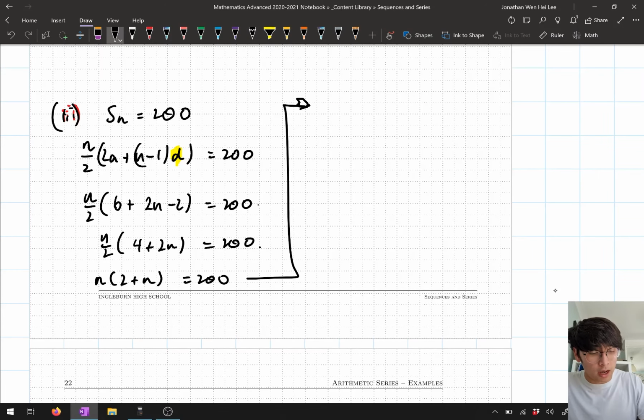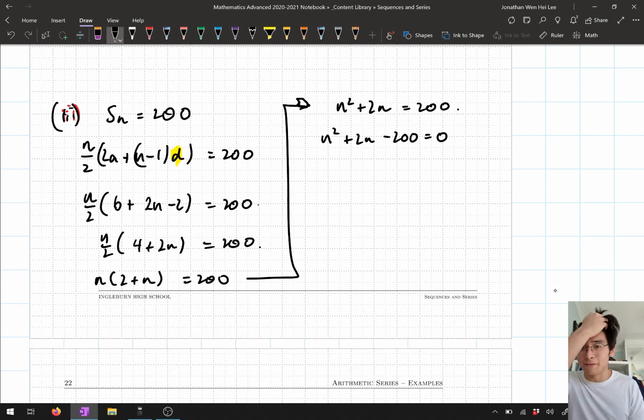So this becomes n squared plus 2n is equal to 200. And so n squared plus 2n minus 200 is equal to 0. And so we're solving this equation to help me figure out what value of n I need. Now, if you have a look at this, I don't think this is actually quite easily factorizable. So what I'm going to actually use instead is the quadratic formula.